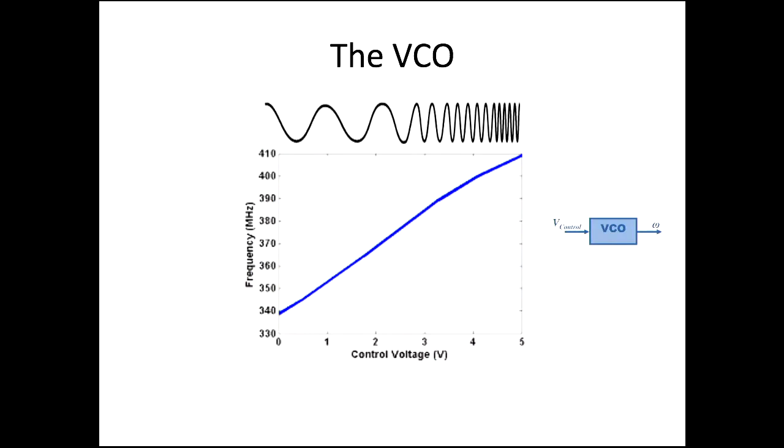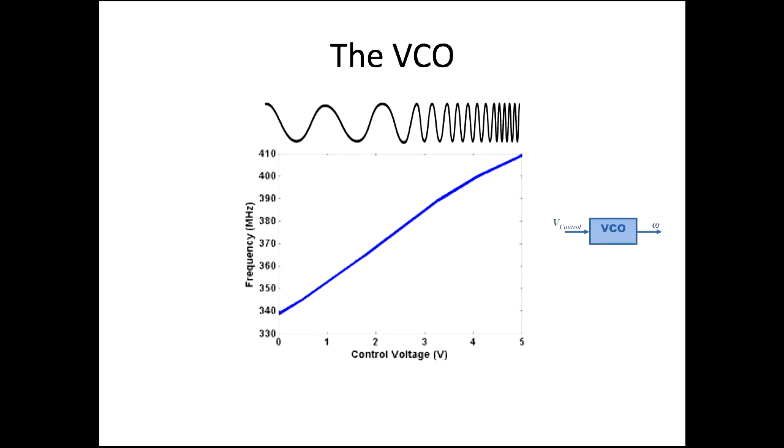So this is a very good representation of VCO. You can see control voltage 0, 340 megahertz, at 1 volt, 350. Initially from 1 volt the frequency is this much, and then the frequency will increase towards the right when you increase the voltage.